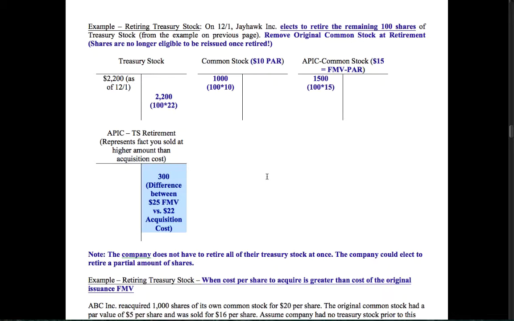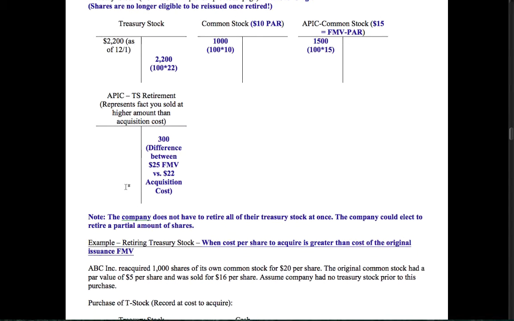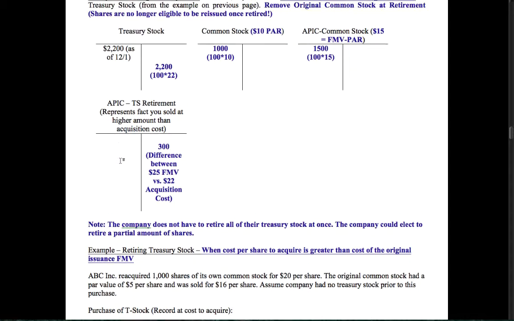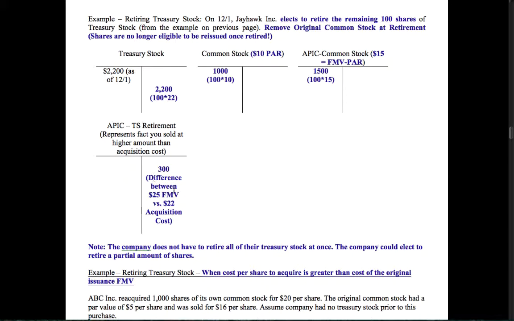If this was the opposite case, where you sold them for less than what it cost you to acquire them, you would have an entry here that would decrease the additional paid-in capital of treasury stock account, or it would impact retained earnings, and we will go through an example of that just shortly. But this is the basic entry you'll be required to know for purposes of retirement of the treasury stock shares.